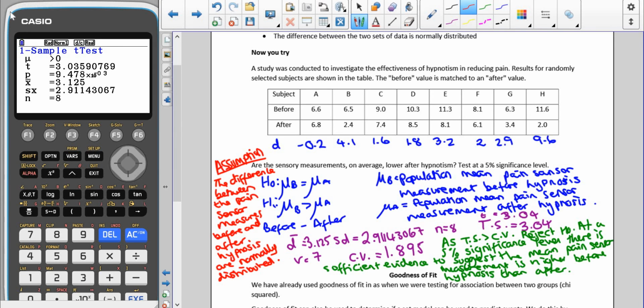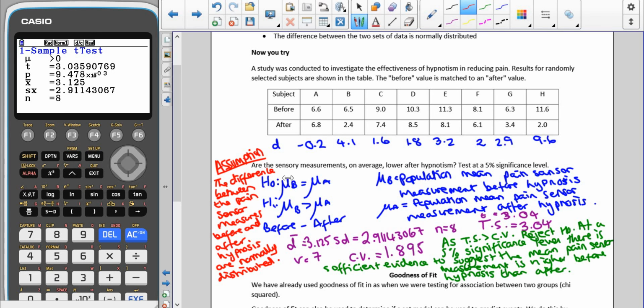So hopefully you paused the video there. So this time we're trying to see, are the sense measurements on average lower after hypnotism? So we've got a study was conducted to investigate the effectiveness of hypnotism in reducing pain. Results of randomly selected subjects are shown in the table. The before value is matched with the after value. So this is one person before hypnosis and after hypnosis. This is a separate person and so on. Are the sense measurements on average lower after hypnotism? Test at a 5% significance level.